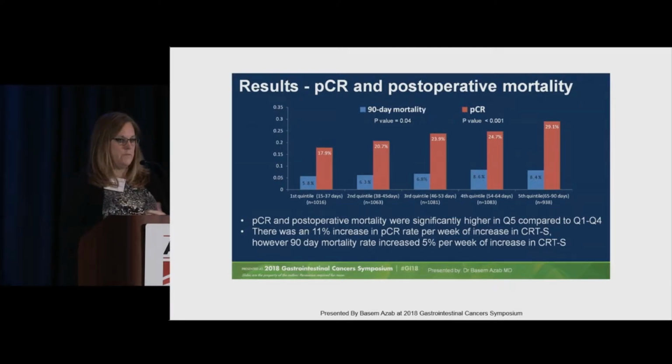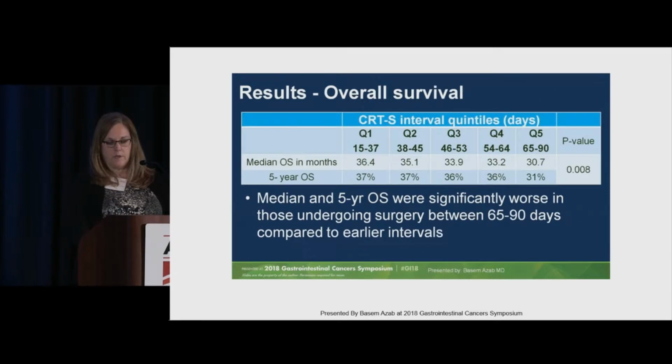I know there's some data in rectal cancer, and I'm not sure if there is in pancreas cancer, as far as the timing from completion of chemoradiation to surgery. But I thought this was something new that, again, is helping us deliver better care for these patients. So here are the actual numbers, the quartiles. The median overall survival in that 54 to 64 day range is 33 months, with a 5-year survival of 36%. You start going beyond that, and the mortality increases.